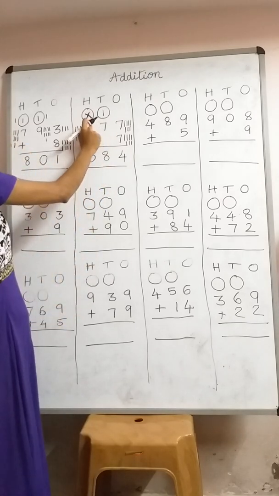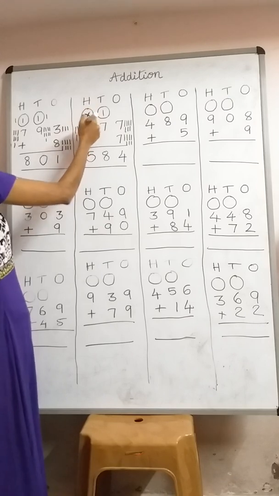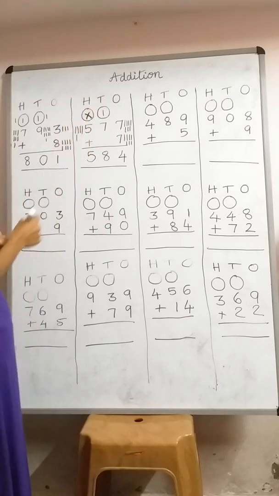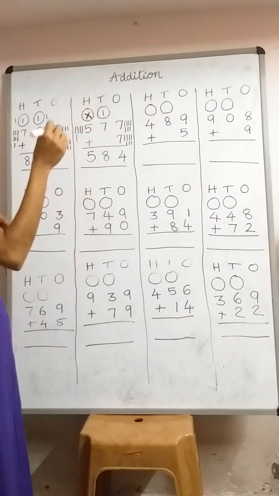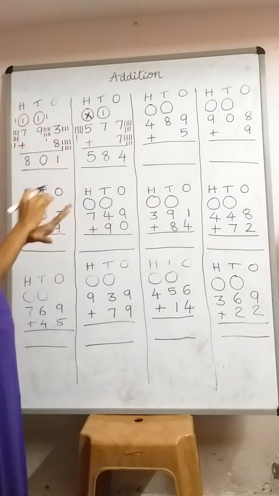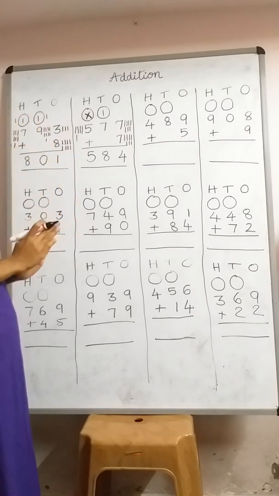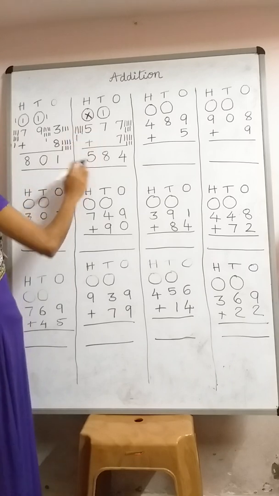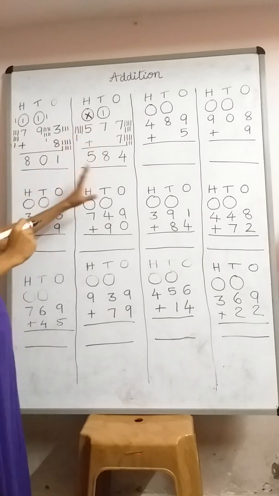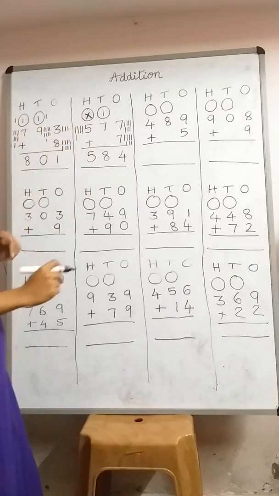There is no number in the circle, so I put a cross mark in the circle. Otherwise, what can you write? You can write 0 in that circle. Don't write any other number. So we have 5 and 5. Okay? Did you understand this? So let's move to the next one.